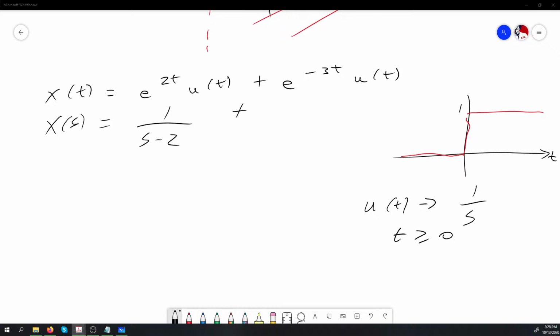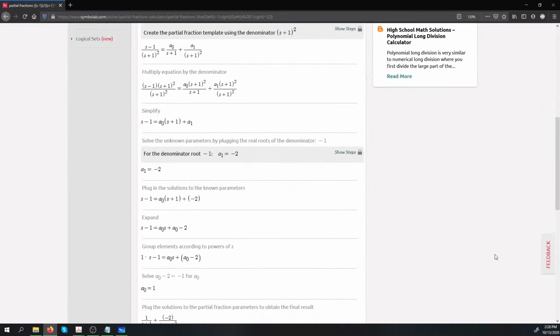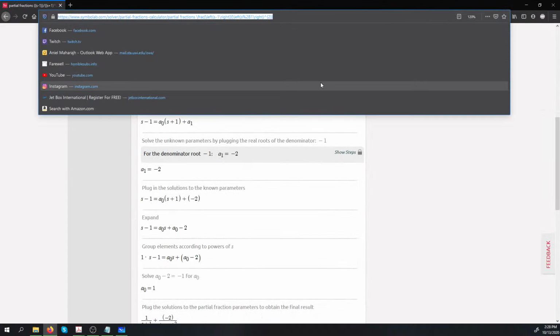So, because we're dealing with the one-sided Laplace transform here, in this particular case, we have e to the minus 3t of u of t. That e to the minus 3t here, and let's see if I actually can plot this for you.